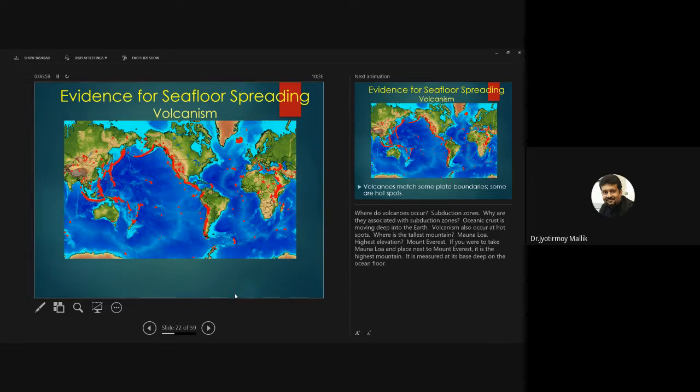What is mafic magma? Can someone tell me? More mafic magma and felsic magma. What is the difference? Mafic magma comprises magnesium and iron, and felsic magma is silica rich, silicates. Yeah, silica rich. So can you guess why such things happen? Why do you see more mafic magma coming out from the mid-oceanic ridges and more felsic magma from the subduction zones? What is your guess?